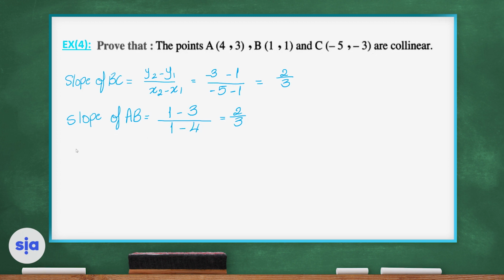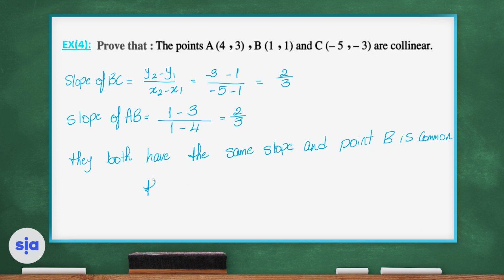So here you will see that they both have the same slope and point B is common. Then points A, B, and C are collinear.